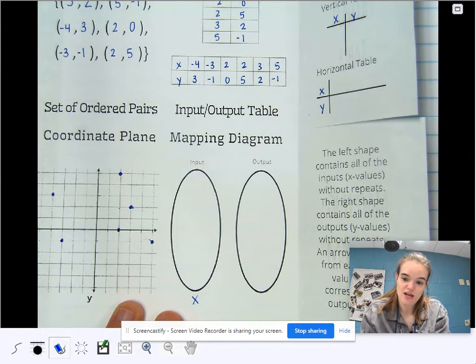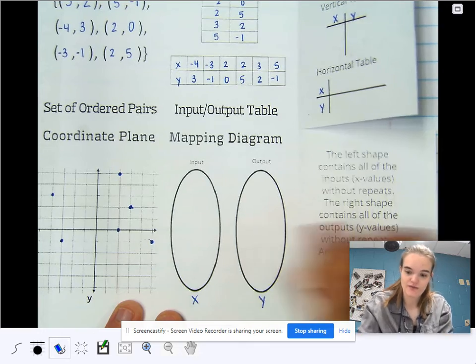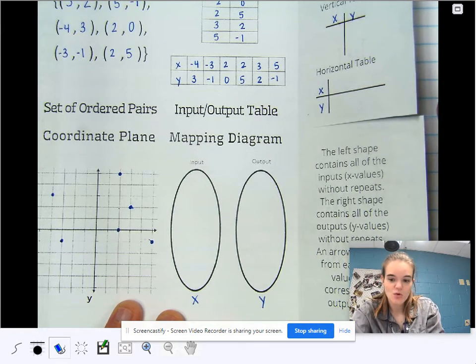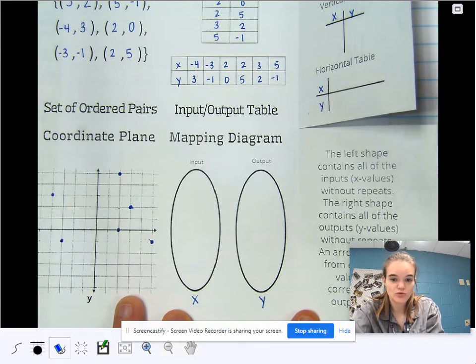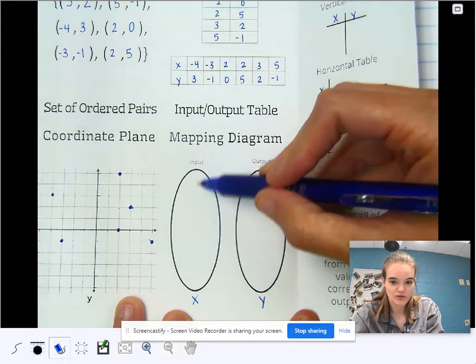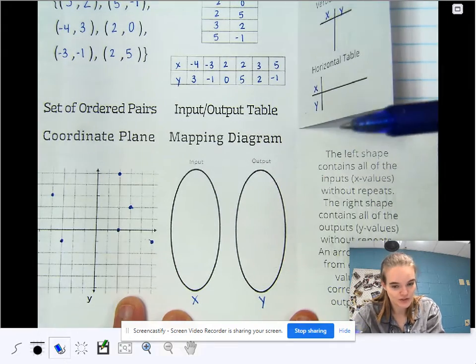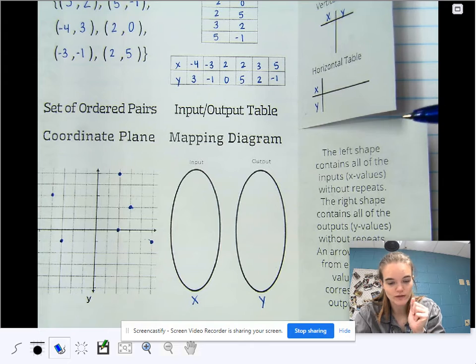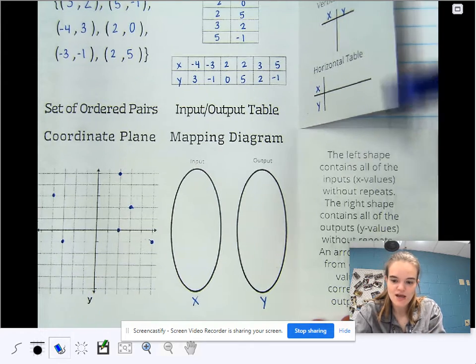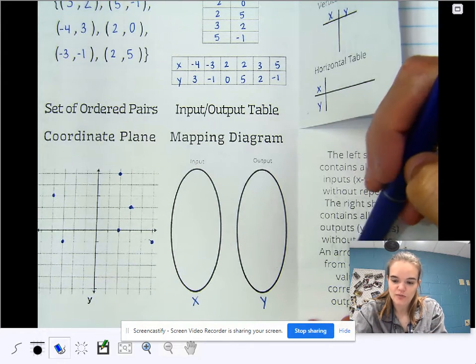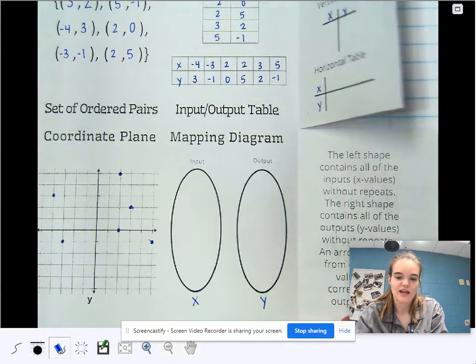The right shape consists of all y values, the outputs, without repeats. You do not repeat a number. If it is in there one time, I only need to put it in. If it shows twice in the points, I only have to put it one time. Then an arrow is drawn from each input value to its corresponding output value.